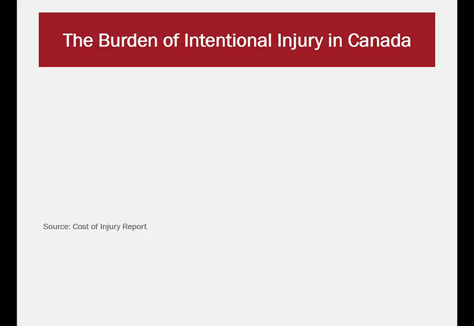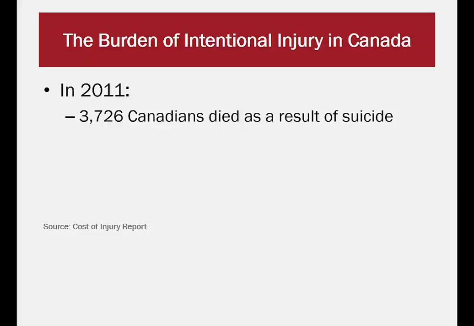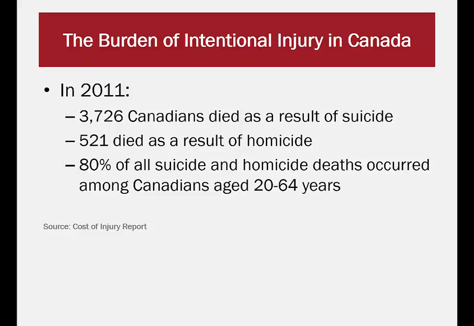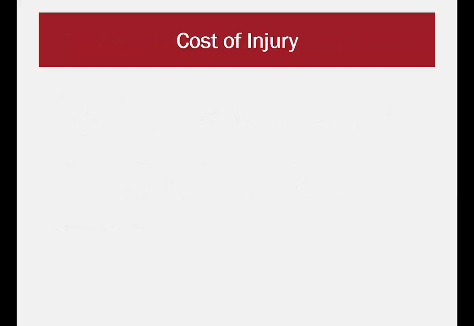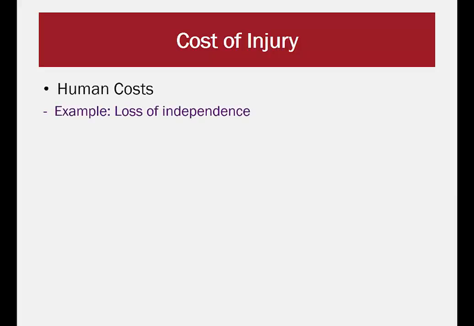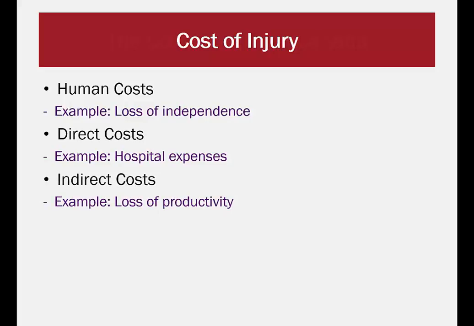The Cost of Injury report also provides data on intentional injuries in Canada. For example, in 2011, 3,726 Canadians died as a result of suicide, 521 died as a result of homicide, and 80% of all homicide and suicide deaths occurred among Canadians aged 20 to 64 years. The Cost of Injury report analyzes the burden of injuries by calculating human costs, for example, the loss of independence, direct cost, for example, hospital costs, and indirect cost, for example, the loss of productivity.